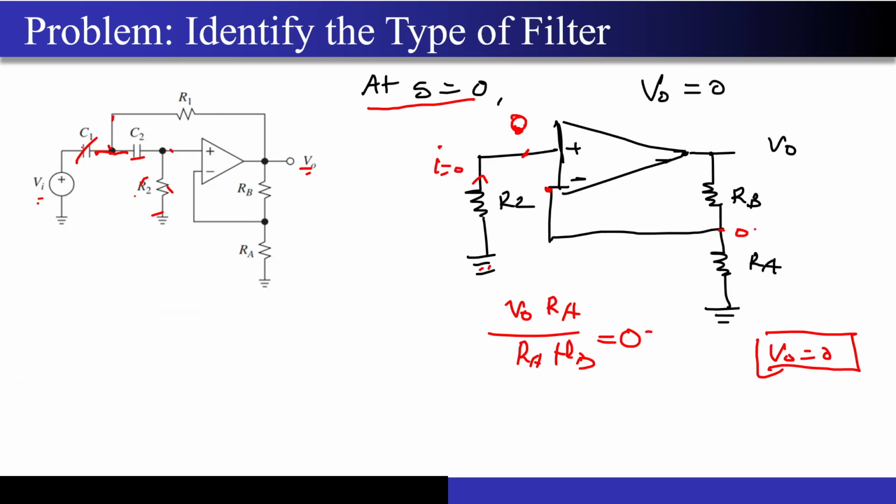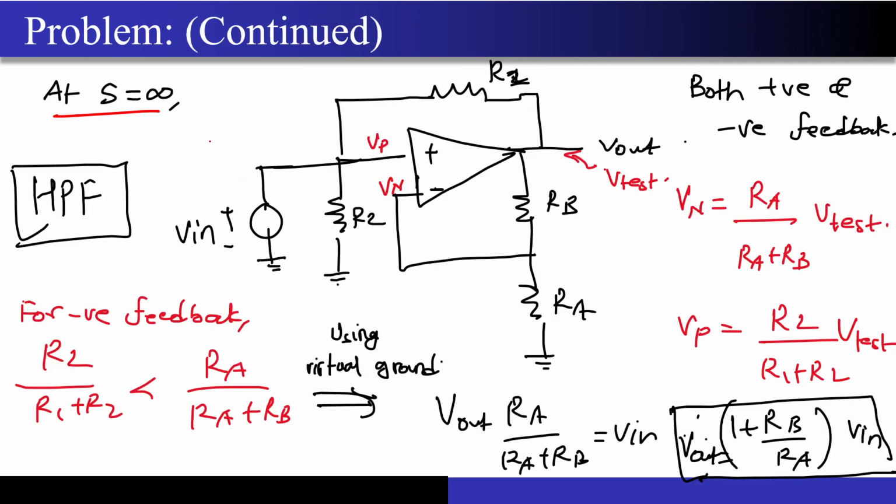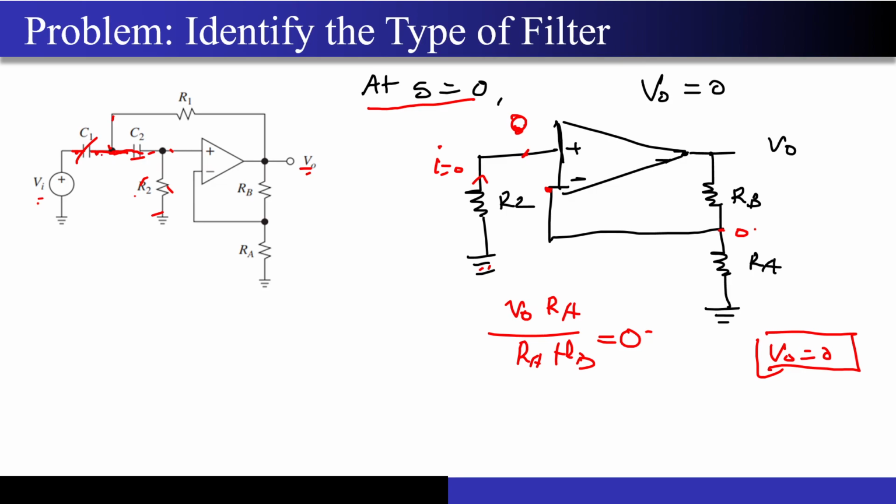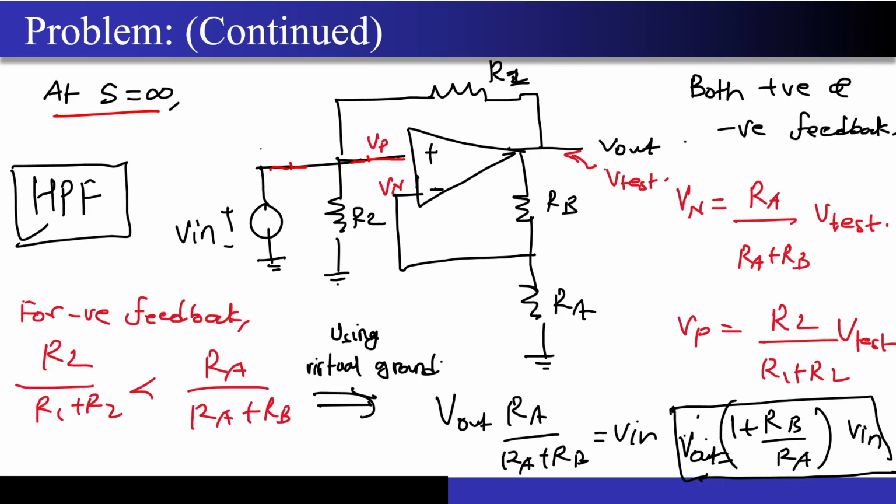Now at S equal to infinity, this is going to be shorted, even this is going to be shorted over here, correct? So now let's try to draw the circuit. You can see there was a capacitor which was shorted now, there was a capacitor which was shorted now. You have this feedback from Vout to the positive terminal, correct? This is what I have drawn over here. You have R2 and you have a negative feedback. Now what you can see over here, there are two feedbacks that are present in this circuit.